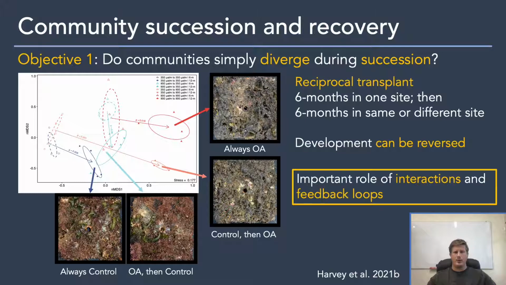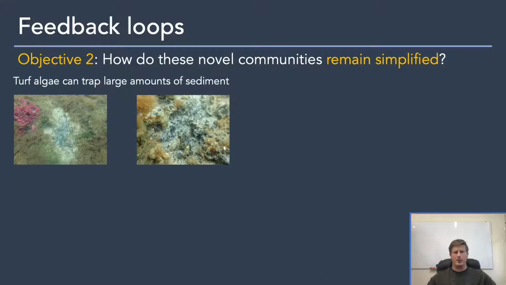So this clearly indicates that there are some very important aspects of interactions and feedback loops going on that manage to override the existing communities such that they will develop into the same as ones that have always resided there. And so we were interested therefore in understanding how it is that this turf algae, which is traditionally quite a simplified system, could remain simplified and therefore overcome existing communities.